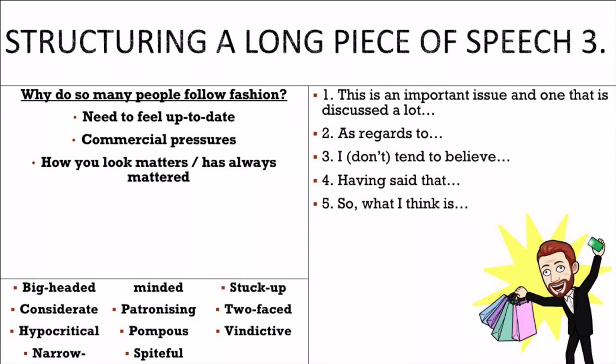So this is when you can introduce an alternative idea. Okay, so maybe you do, or maybe you're on the fence. Maybe you believe one thing, but you also take into consideration another thing. So here you could say something like, having said that, and then you introduce your new point of view. And then to summarize, you could use something like, so what I think is, and then you really get down to the nitty gritty and say why you believe so many people follow fashion.